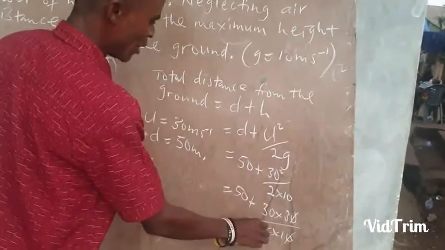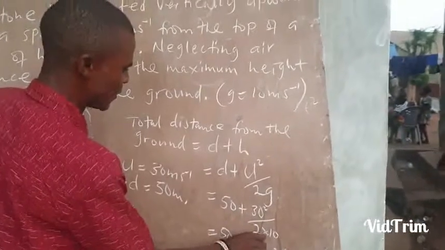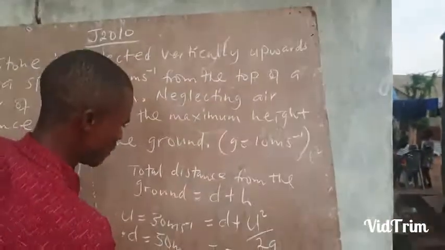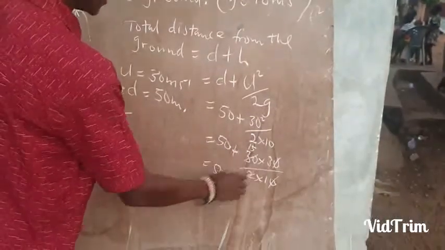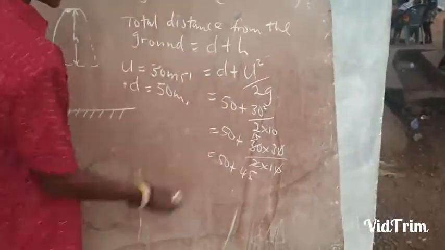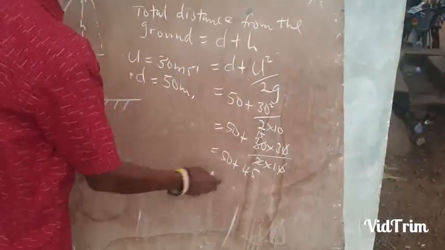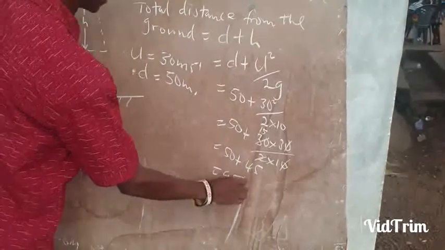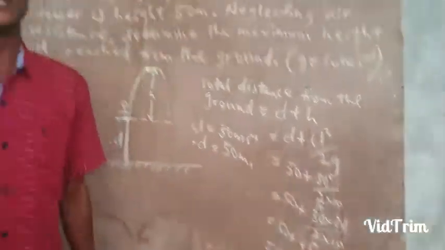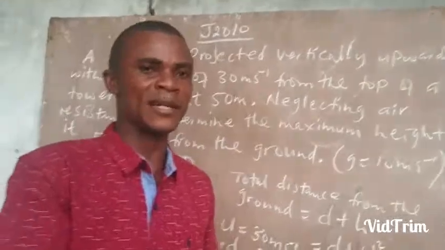We have 2 going into 30, 15 times. That is giving us 50 plus 15 times 3, which is 45. So if that is the case, 45 plus 50 becomes 95 meters. The total height above the ground is 95 meters.